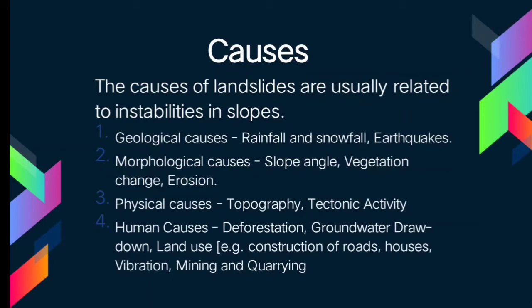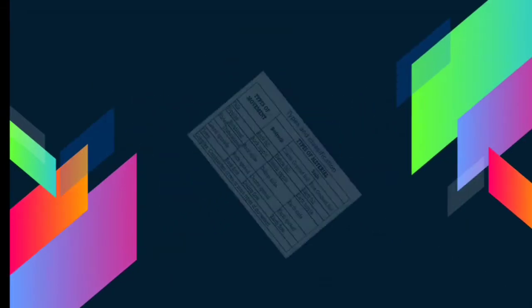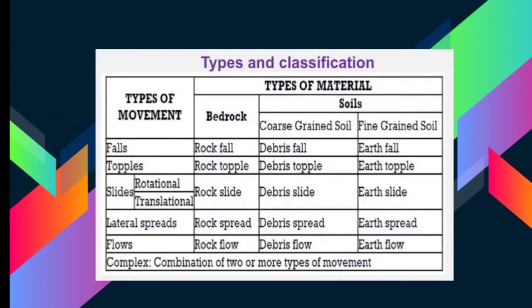Deforestation, excess amount of groundwater drawdown, destruction of vegetation and land use for the construction of roads, houses, excess vibration, mining and quarrying are few of the human causes for instabilities in slopes. This picture tells us the types and classification of movements and its terminologies according to the material where it has occurred. How the movement is called if it occurred in bedrocks, and how the movement is named when it happened for coarse grained soil and fine grained soil as well.